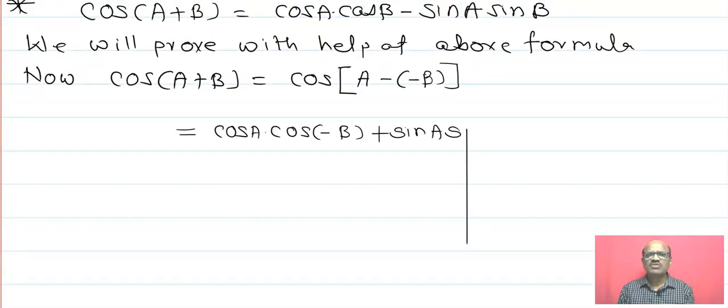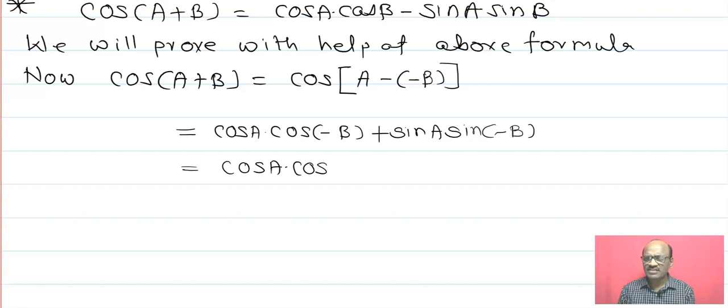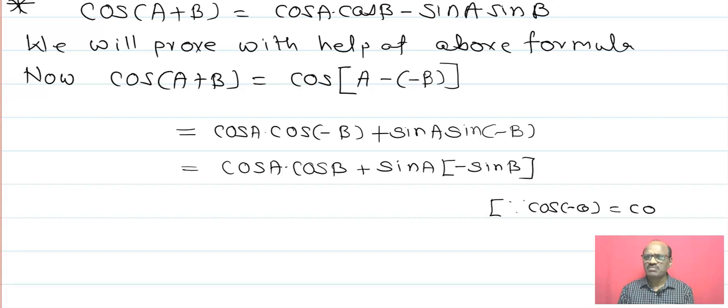Now what is cos of A minus B? Cos A cos B plus sin A sin B. Now I am writing here cos A cos of minus B plus sin A sin of minus B. Now cos absorbs the negative sign. This is my dialogue, you remember always. And sin reflects the negative sign. Therefore it is a minus sin of B. Whenever there is sin of minus theta, it is minus sin theta. And cos of minus theta is cos theta.